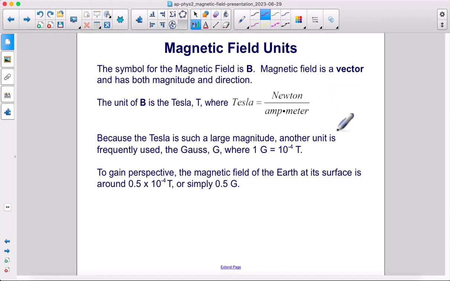Because the Tesla is such a large magnitude, another unit is frequently used, the Gauss, where 1 Gauss is 10 to the negative 4th Tesla. To gain perspective, the magnetic field of the Earth at its surface is around 0.5 times 10 to the negative 4 Tesla, or simply 1/2 G.